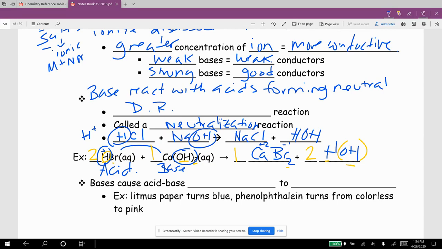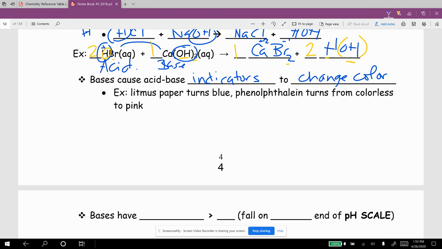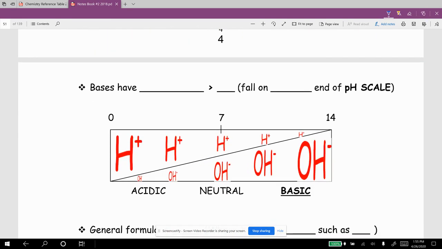All right, continuing on. Bases cause acid-base indicators, right, like a pH paper, to change color. So litmus paper, right, is going to be blue in a base, right? B for blue, B for base. And we've got this thing, phenolphthalein. Acid-base indicators are on table M of your reference tables, and we're going to talk about them in a separate lecture. So now we're almost done.